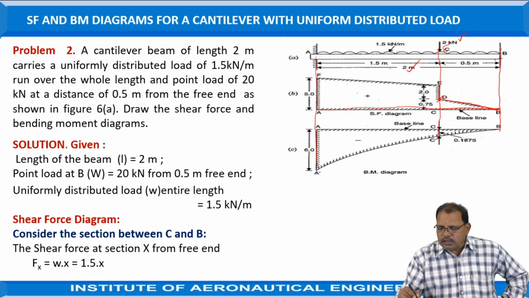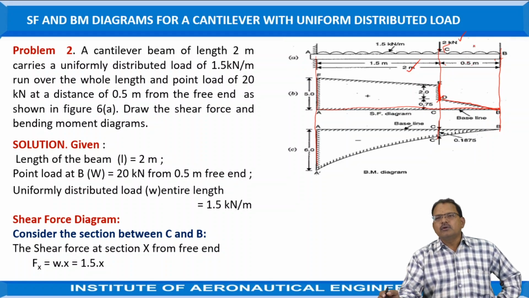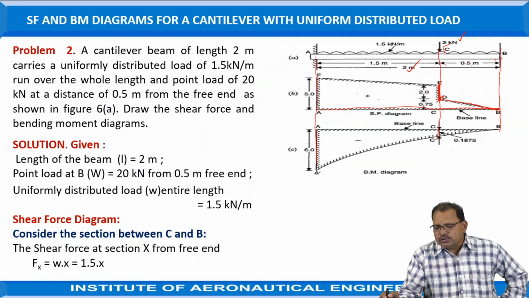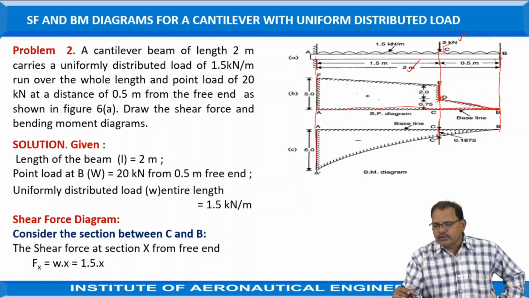But at the C position now, suddenly a 2 kilonewton force is acting. Hence, to represent the additional load of 2 kilonewtons, draw vertical lines from the D position. That is, the total unbalanced force at C is equal to 2 kilonewtons plus 1.5 into 0.5, that is equal to 2.05 now.